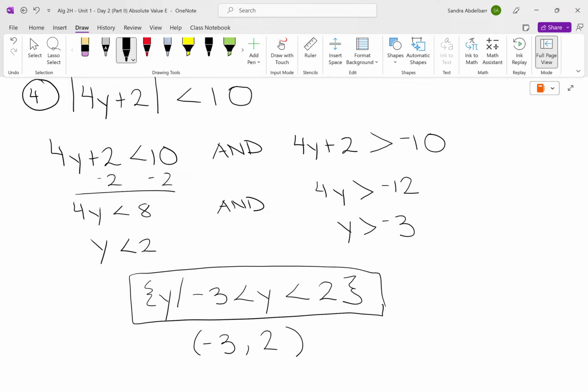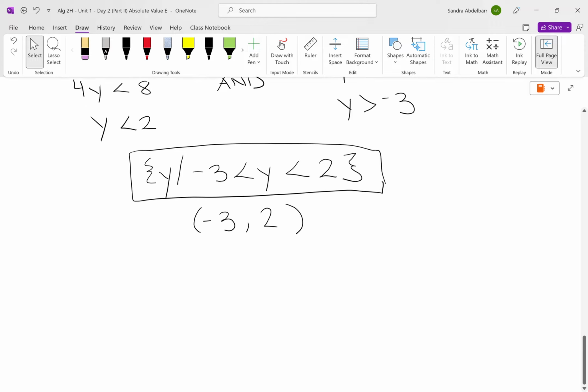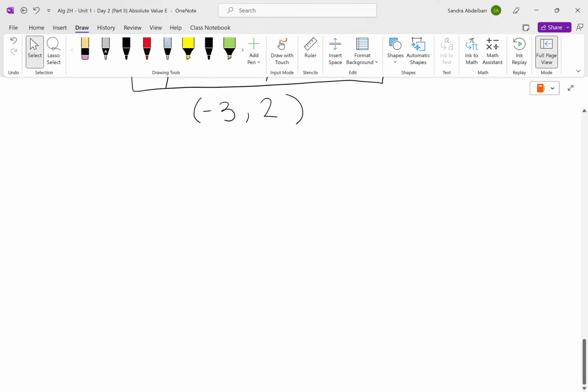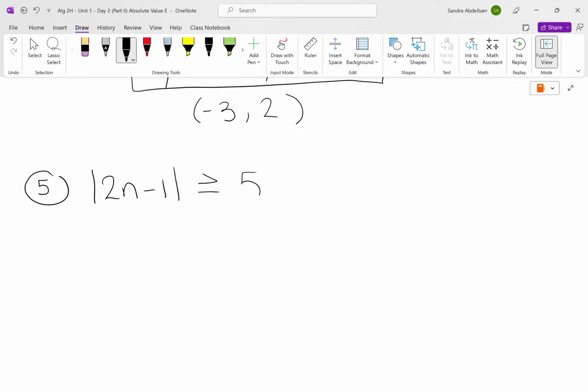Okay, let's do another one. Okay, you all try this one on your own. Absolute value of 2n minus 1 is greater than or equal to 5.